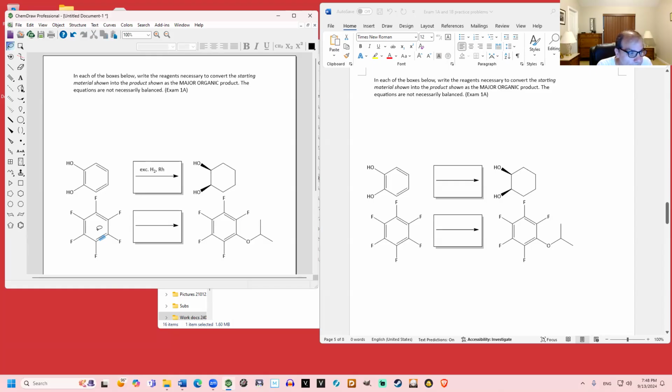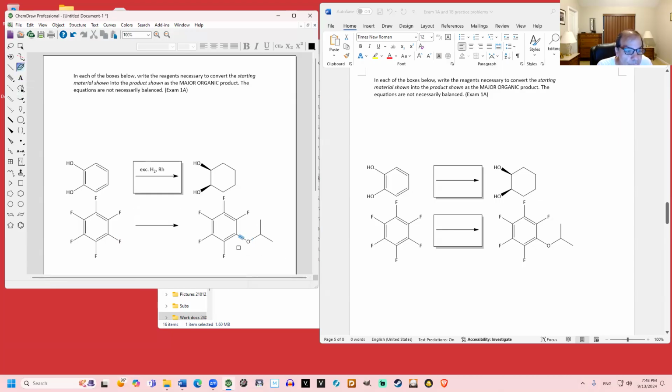In the second one, we're converting hexafluorobenzene to this compound. This is actually a nucleophilic aromatic substitution reaction. The way you know that is because we're replacing a halogen with another group. One of the things we've pointed out about electrophilic aromatic substitutions is that you always replace a hydrogen with another group, always, for every electrophilic aromatic substitution. Here we're not replacing a hydrogen, we're replacing a halogen. And that's the sign that you've got a nucleophilic aromatic substitution reaction.